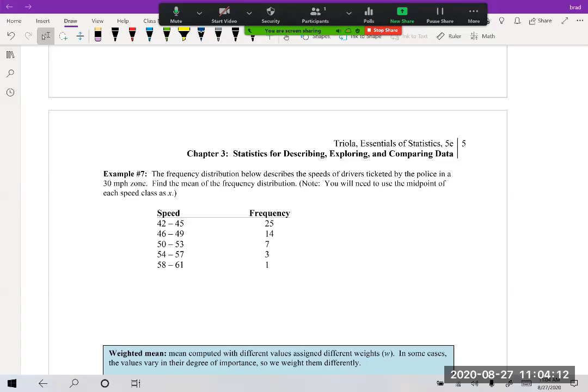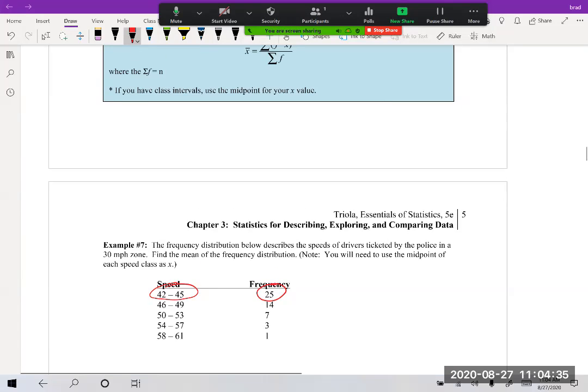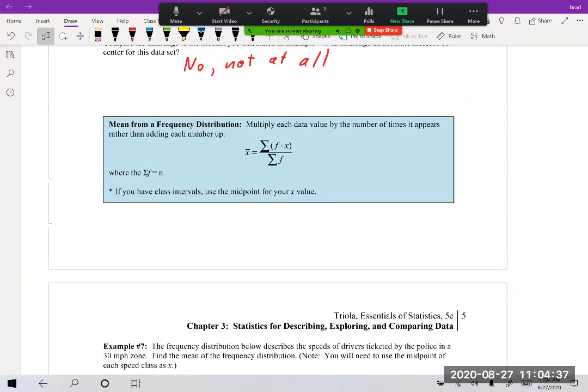So here's the problem. We have 25 people that got a ticket written between 42 and 45 miles per hour. But do you know specifically how fast each of those drivers was going? How many were going 42? How many were going 43? How many were going 44? How many were going 45? We don't actually know. The frequency table does not tell us that. So what we try to do is use the midpoints to help us approximate what we think the mean is.